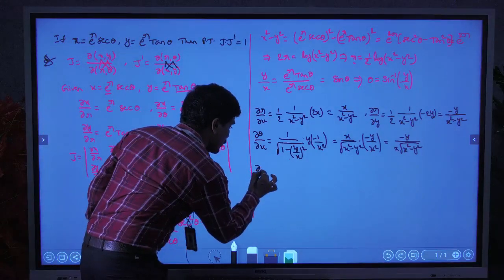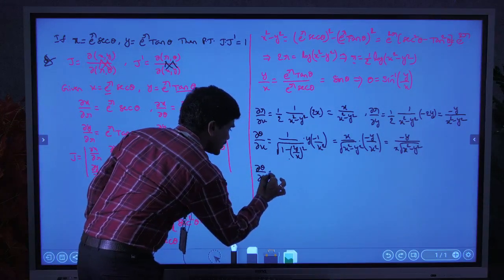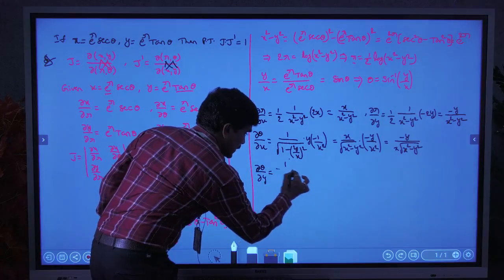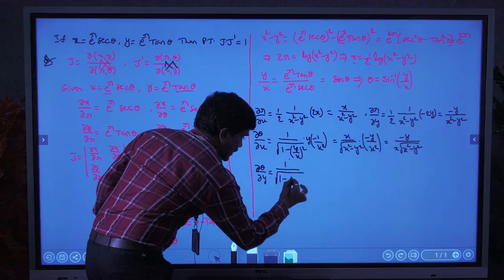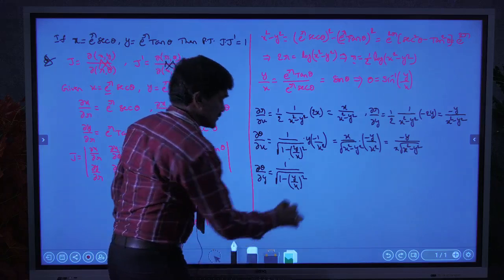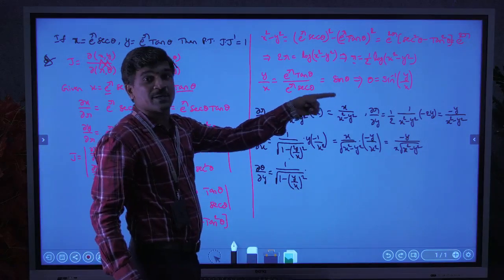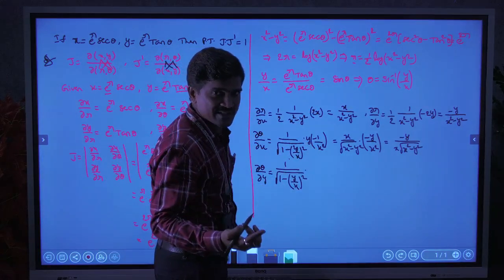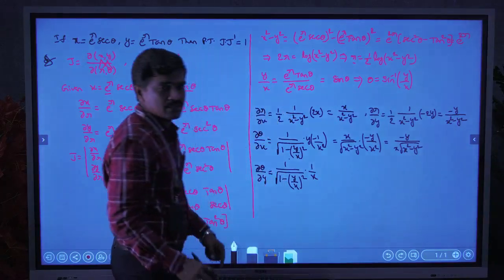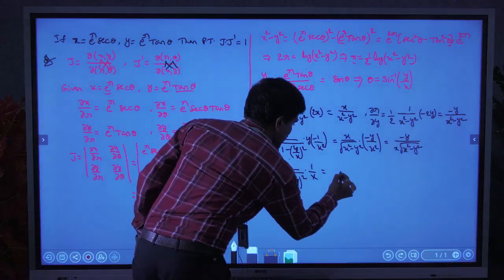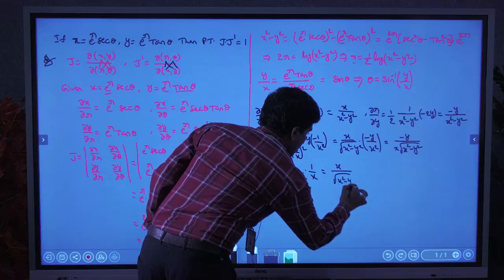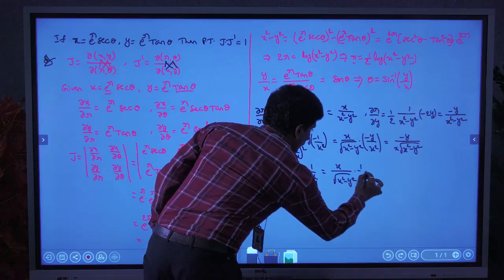Now dou theta by dou y. What is dou theta by dou y? Again, the derivative of sine inverse x is 1 by square root of 1 minus x square, and in place of x we have y by x. So again write the derivative of y by x with respect to y. With respect to y, what is constant? 1 by x is the constant, and the derivative of y is 1. Now simplifying this, again x by square root of x square minus y square, into 1 by x.